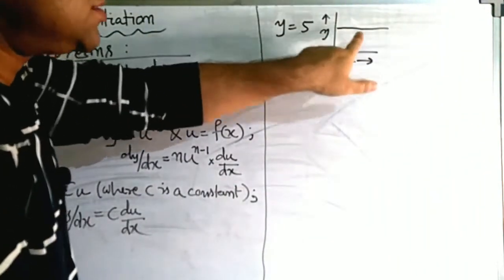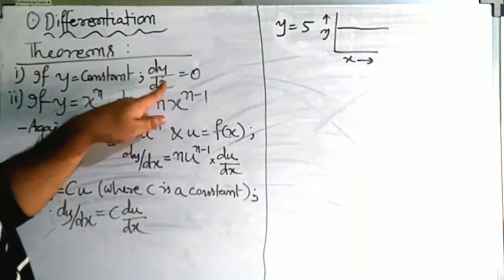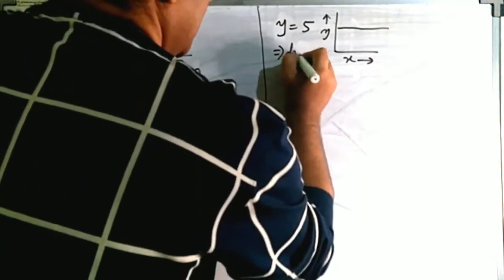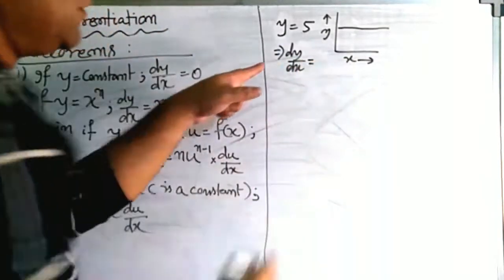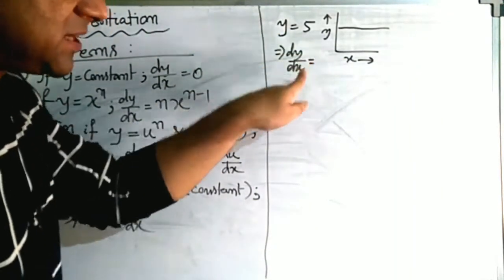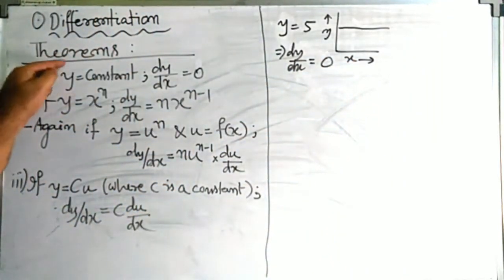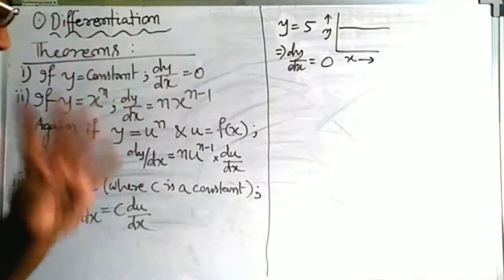That means y is not changing with respect to x, right? That is the reason dy by dx is equal to 0. dy by dx is what? Differentiation of y with respect to x, that's the rate of change of y with respect to x, is equal to 0. That's what the first theorem is saying: if y is a constant, then dy by dx is always 0.